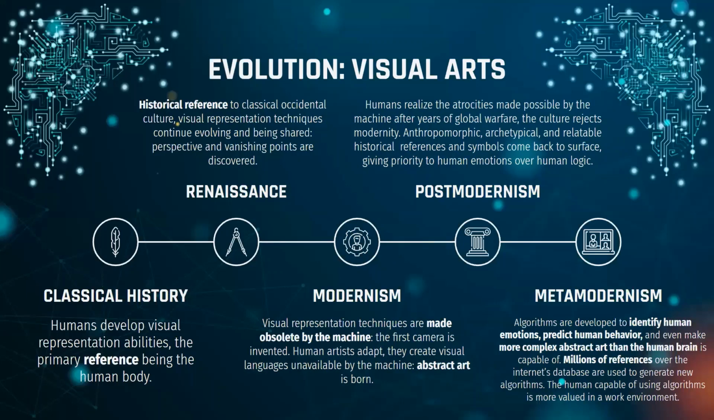So another timeline in the visual arts, we can begin. This is all very abstracted. I just want to get to the key points in history. Of course, I am missing a lot of technicalities, but bear with me. So in classical history, humans developed visual representation abilities, and the primary reference or the highest form of art is the reference to the human body.